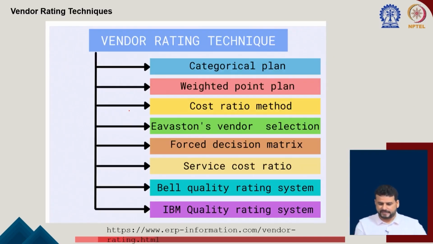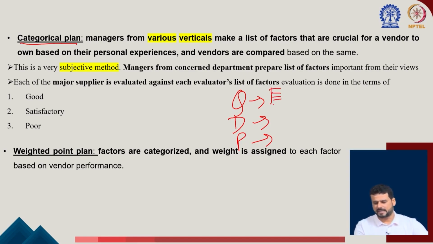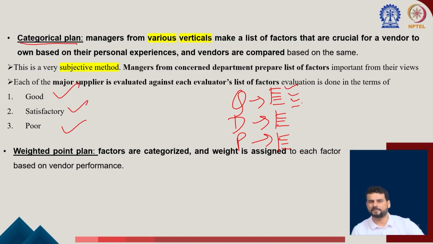So what are the different techniques? We will quickly go through these methods of how we can calculate the vendor rating. The categorical plan is the first, subjective method, where you say quality is one parameter, delivery is another, price is another. Let's say 3 parameters are there. Quality has sub parameters, delivery has sub parameters, price also has sub parameters. So you will rate each sub parameter as good, satisfactory, or poor, right?